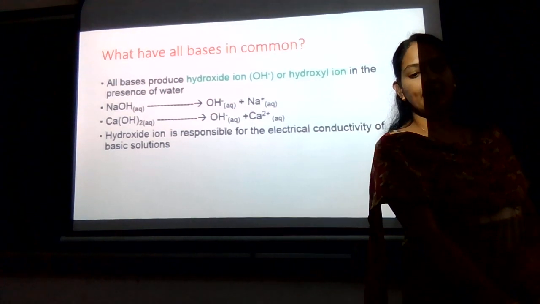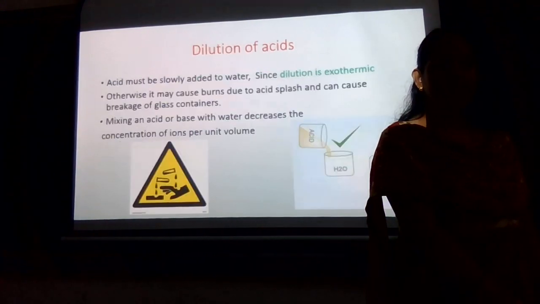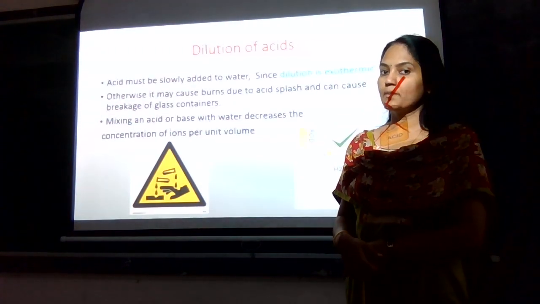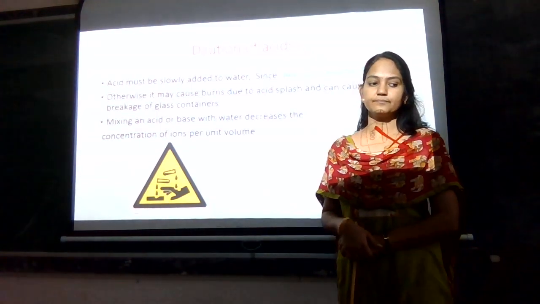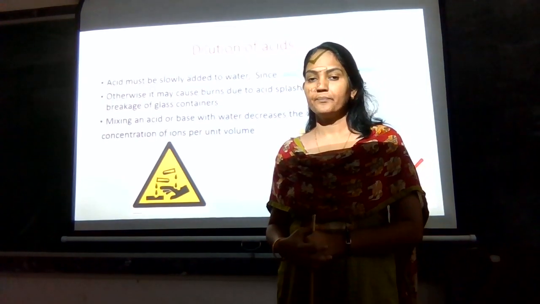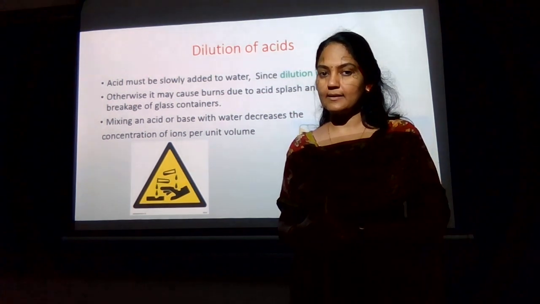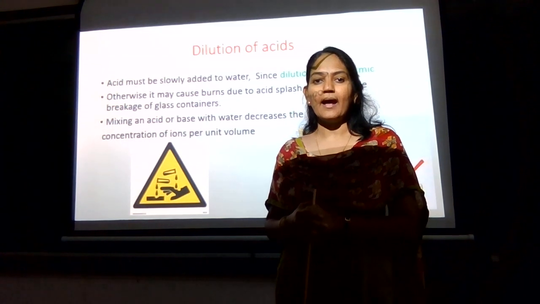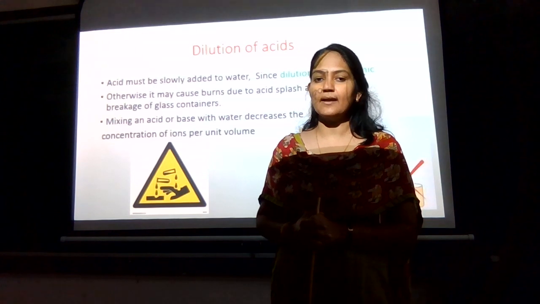Now, how do we produce dilute acids? When water is added to acids or bases, they produce dilute acids. How can we dilute an acid? We have to mix the acid with water to produce a dilute acid. Actually, we have to take a large amount of water and add acid slowly with stirring to produce a dilute acid.